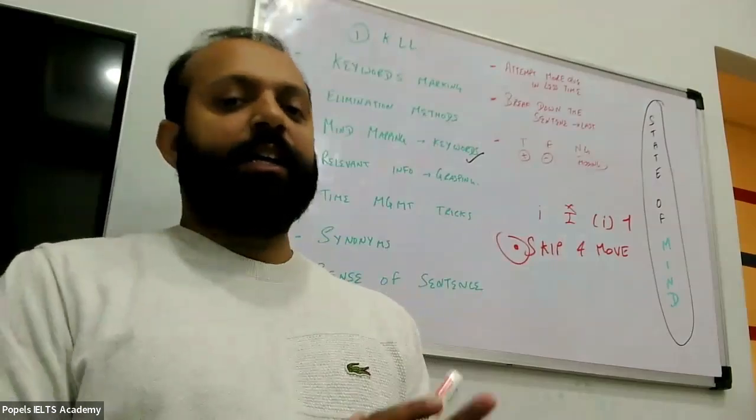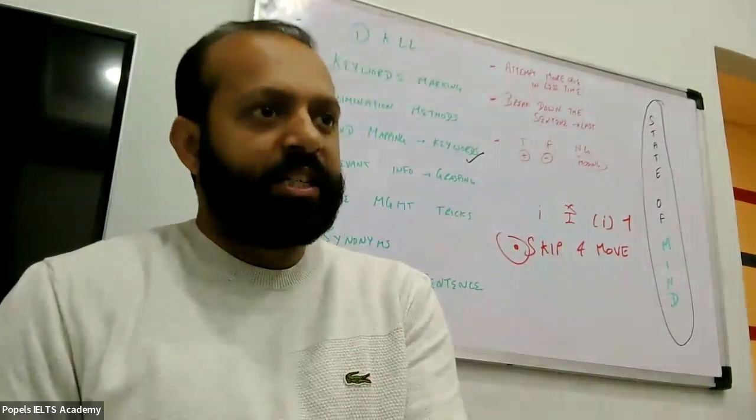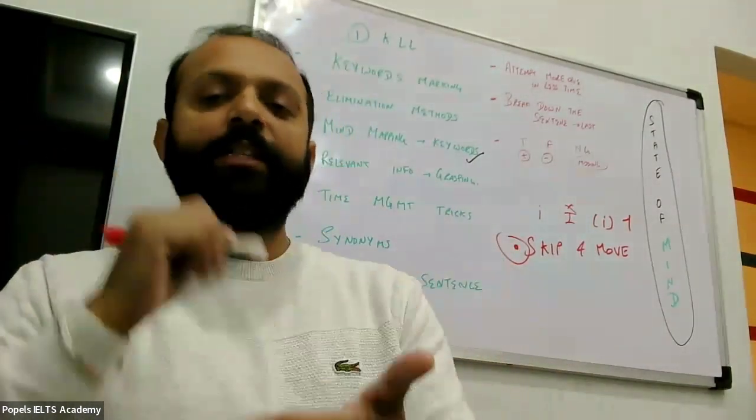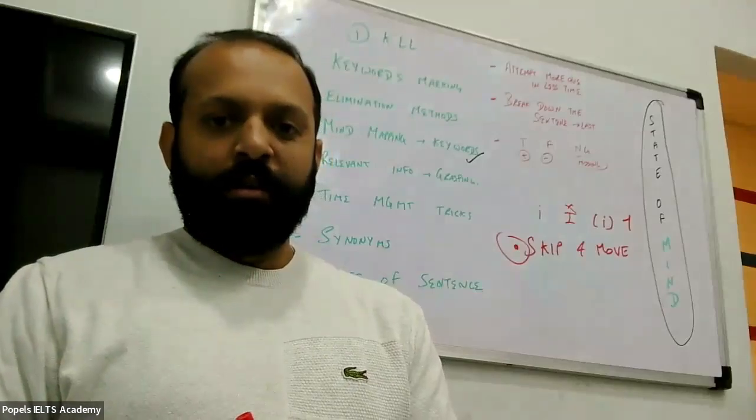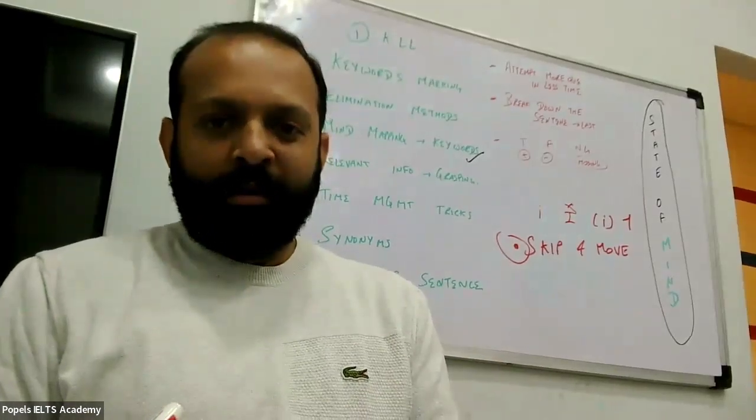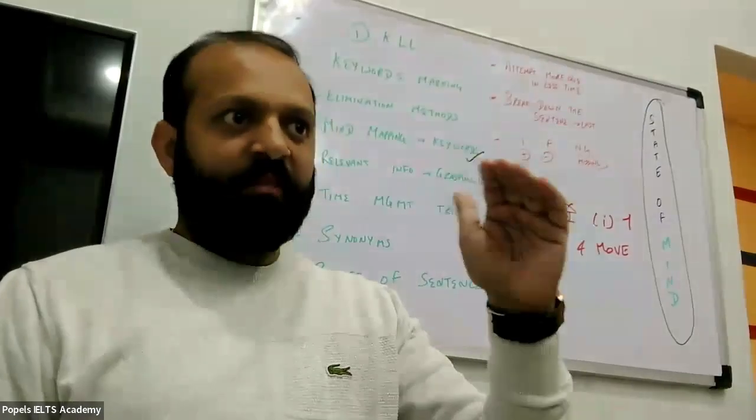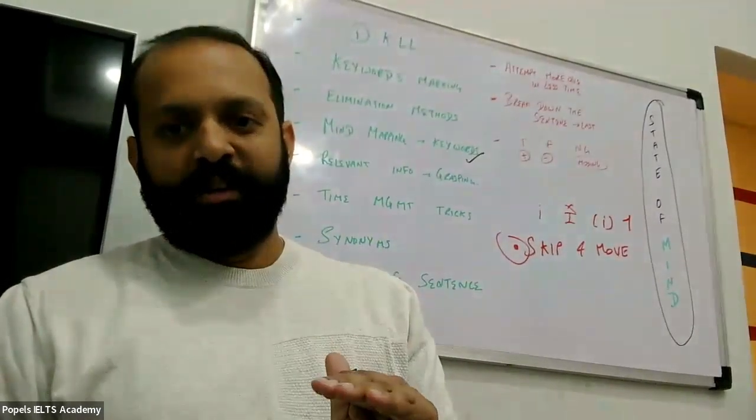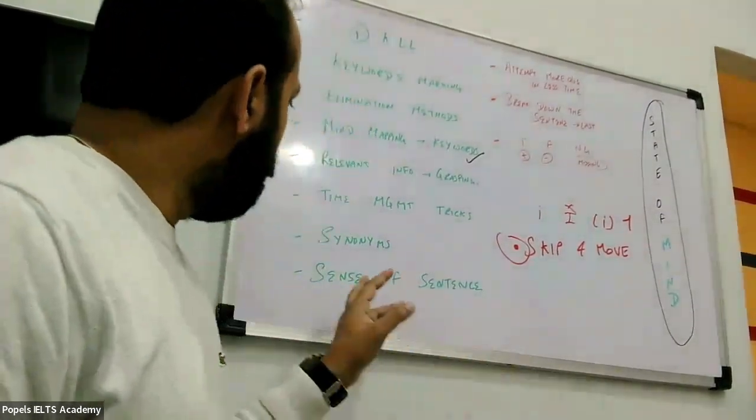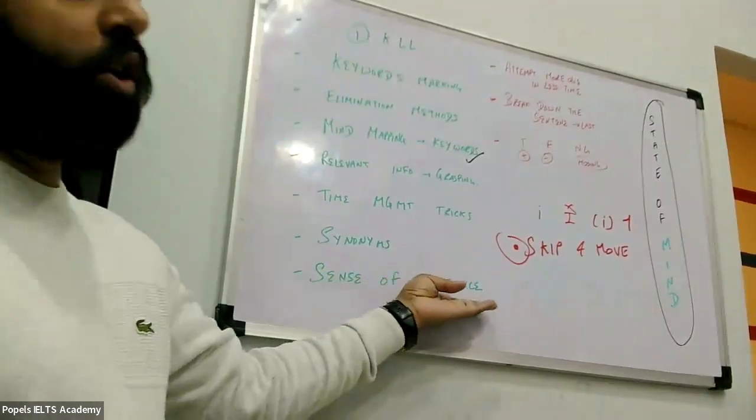Until and unless I told anything about Raj, can I say he is Raj? No. So the first name will come, after that I can utilize he or she. Clear? After that, synonym, sense of sentence.